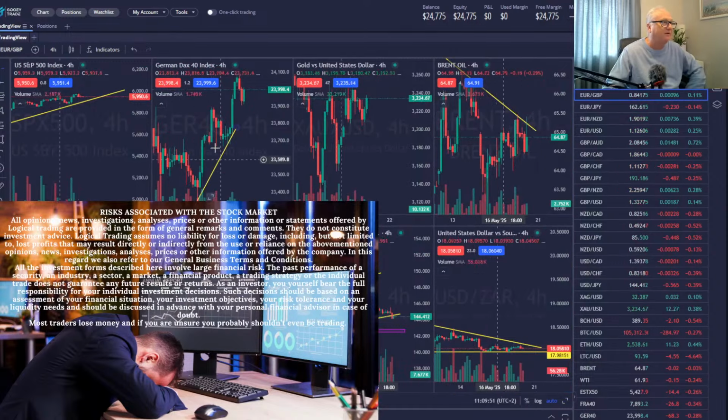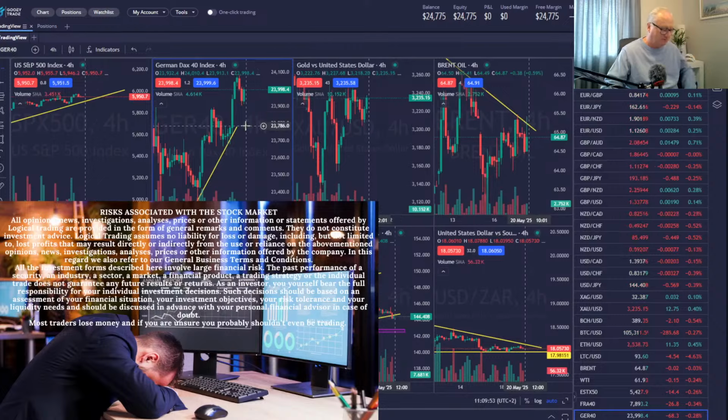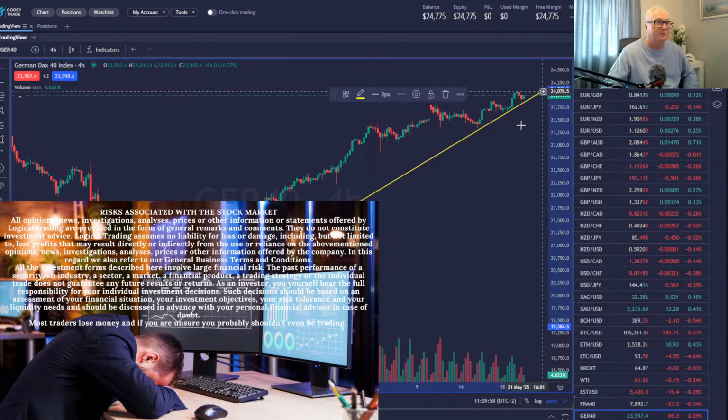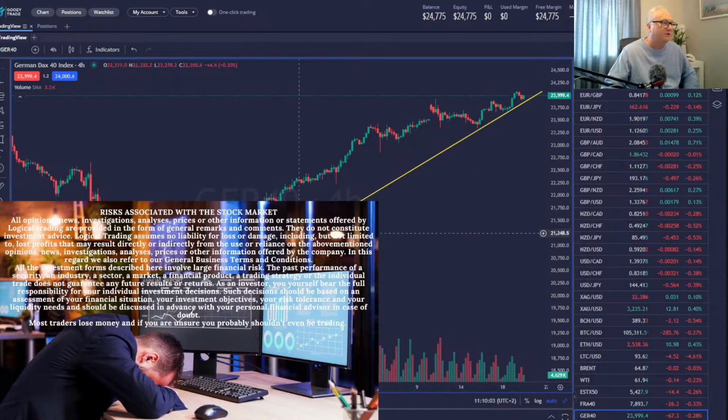German DAX. This is one of my favorites. Always like the German DAX. If you look at the German DAX, oh guys, I don't normally have the volume on the bottom, and it just happens to be on these charts. Don't worry about it. Don't stress.